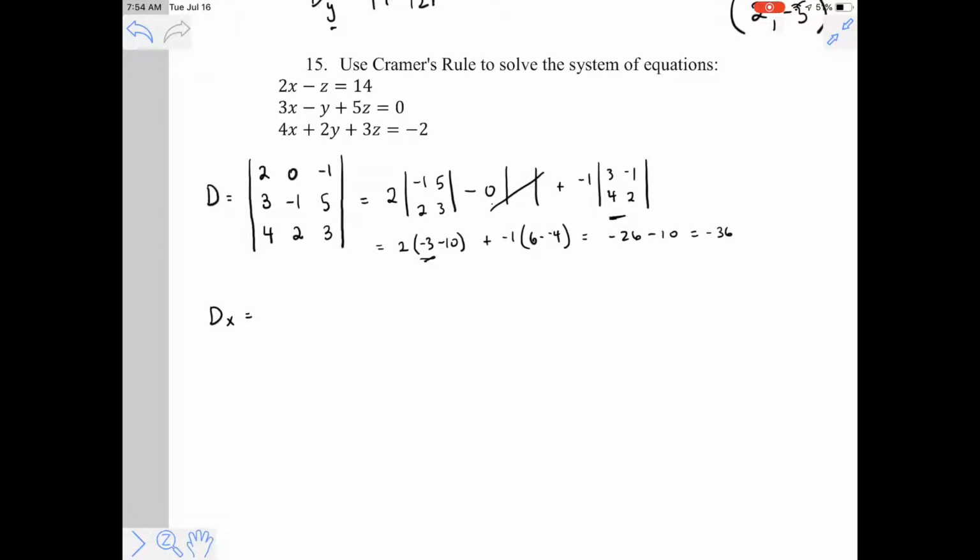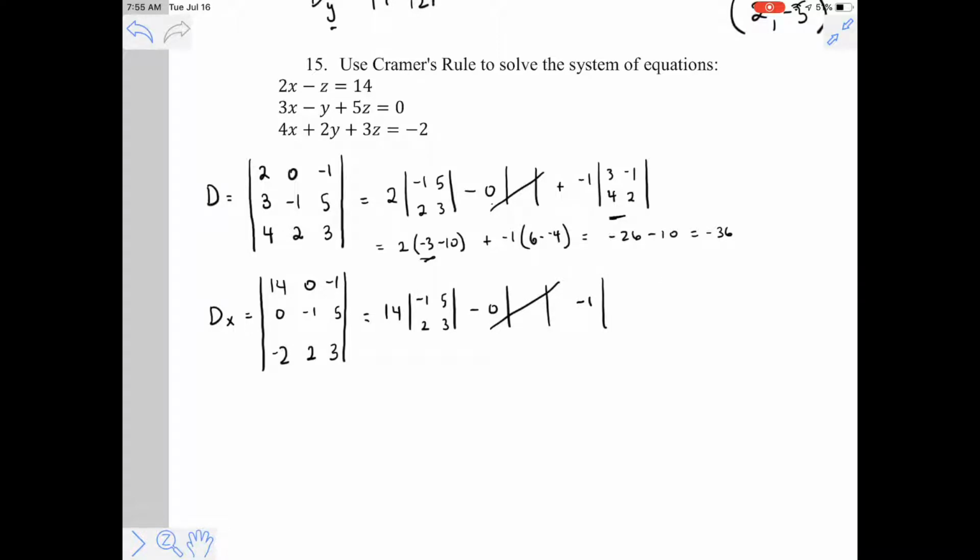D sub x. The x column is going to be replaced with 14, 0, negative 2. The y column is the same. The z column is the same. So I'm going to expand the top row again. So that's going to be 14. Then minus 0, and that one doesn't matter because it's 0. And then negative 1.